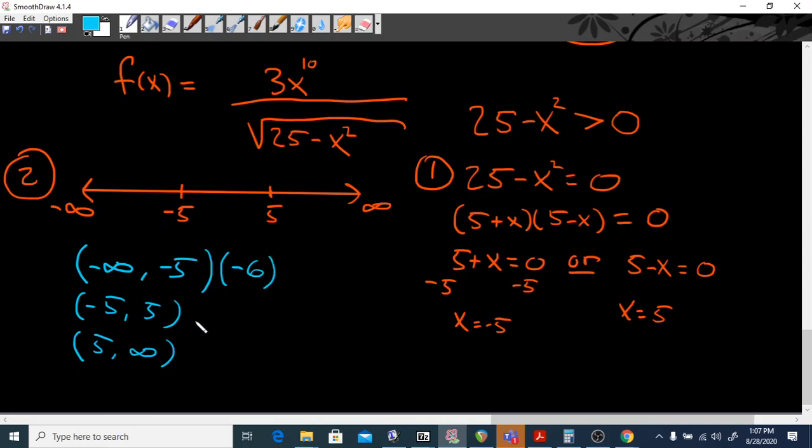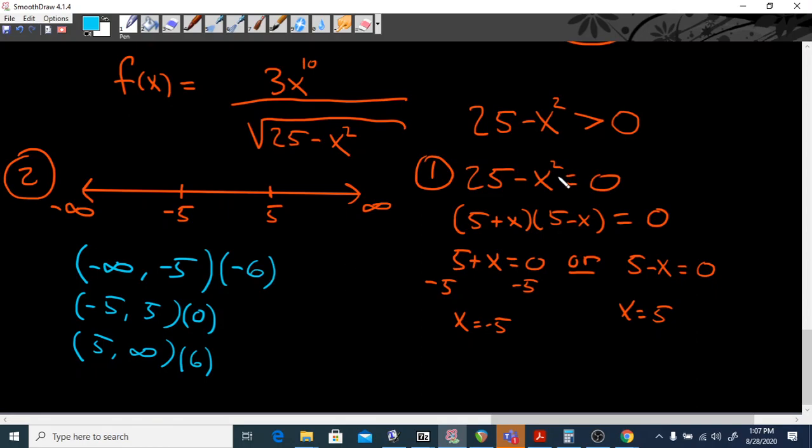So I want to pick negative 6 here. If 0 is available, I'm picking 0 every time. And I want to pick positive 6. And again, I'm trying to see if I plug it in here, do I get something bigger than 0 or not? Let's try negative 6 first.